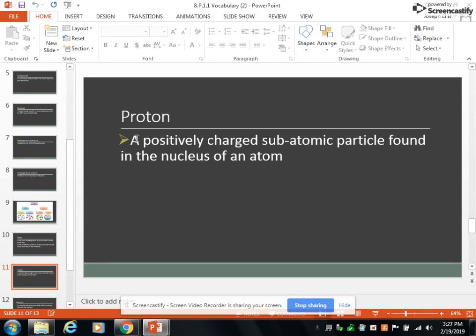Protons are the positively charged particles. When you look at the periodic table and you see the number 2 for helium, that means it has 2 protons. If I find hydrogen, it's atomic number 1. That means it has 1 proton. So the periodic table actually tells you how many protons you have.